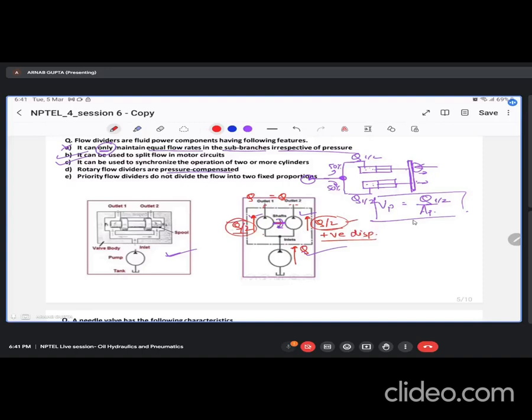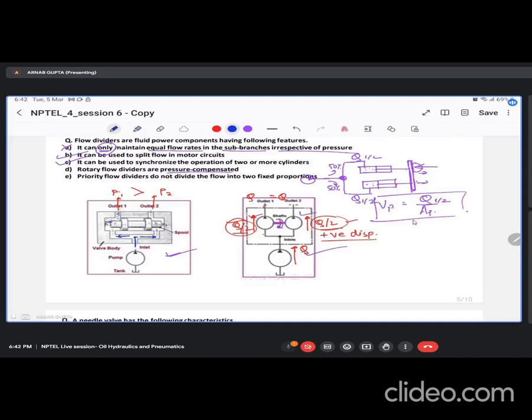Whereas on the other hand, if we are using this spool type design, then what happens? Suppose this is outlet 1, which supplies one actuator, and this is outlet 2, which supplies another actuator. Due to the load on actuator 1, the pressure developed here is P1, say, and due to the load on actuator 2, the pressure developed in outlet 2 is P2. Suppose P1 is greater than P2, then what happens? This is the inlet, and it is getting divided. If P1 is more than P2, the liquid trying to flow out through outlet 1 will be under higher pressure.